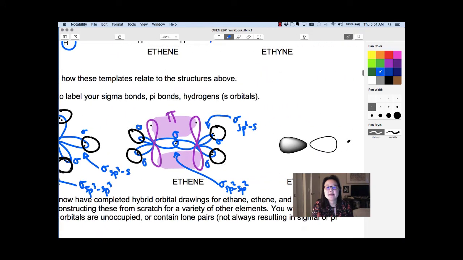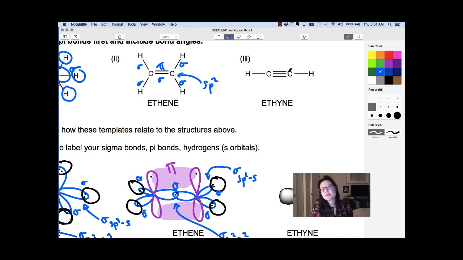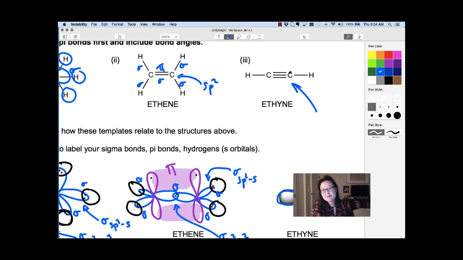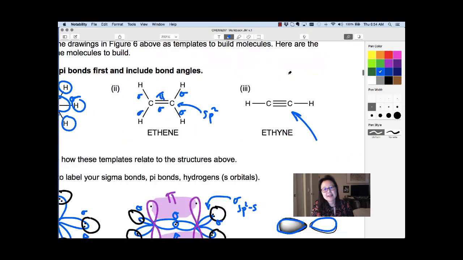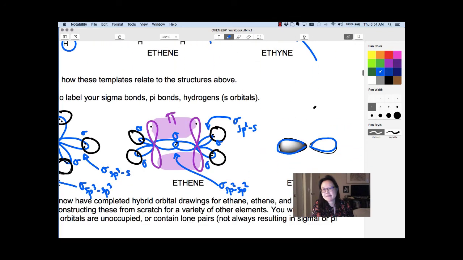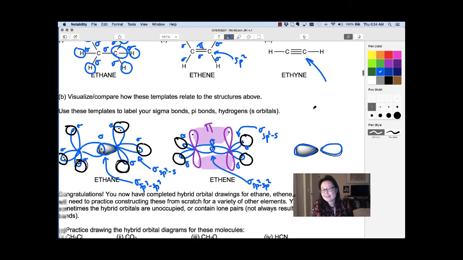So now, pause the video and see if you can draw ethyne. It's a little bit hard. The template here is for one of the carbons. Okay, so I've started it for you. So here's an sp and an sp orbital. So first, practice going through what are your sigma bonds, what are your pi bonds, what's the hybridization of each of these carbons. Find the template up here and drag it down and do that for each carbon. And let's see how far you get. And if you have trouble, just follow along with me.